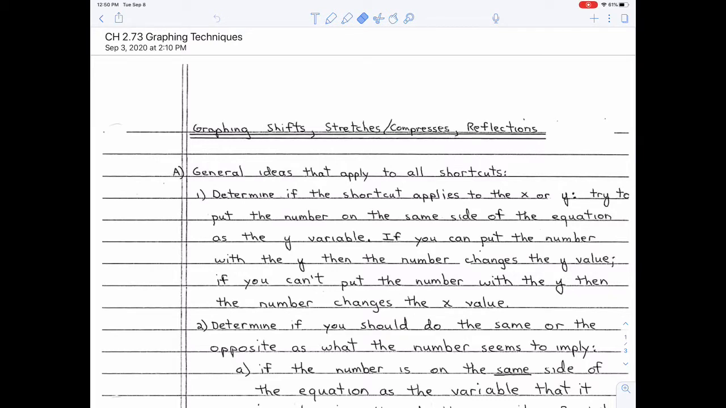Bonjour mathletes. Last time we looked at graph shifts. Today we're going to look at stretches, compressions, and reflections.